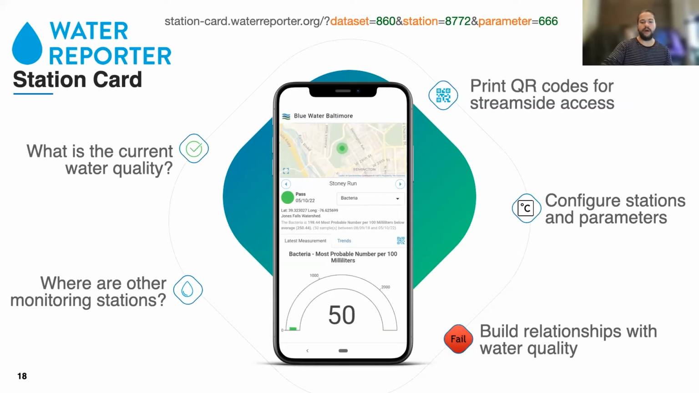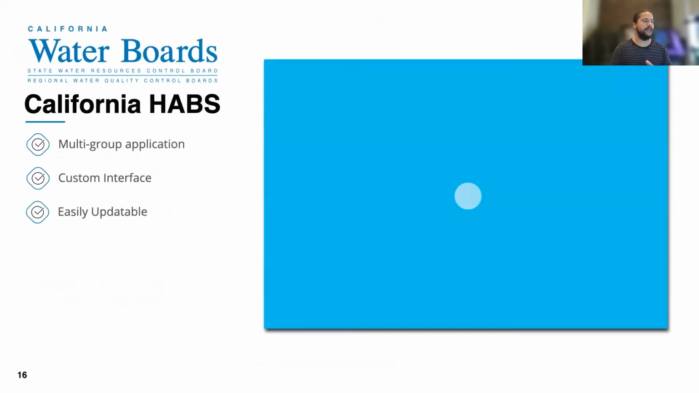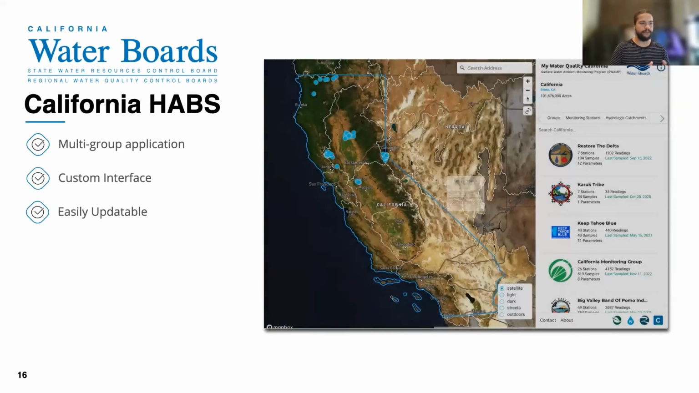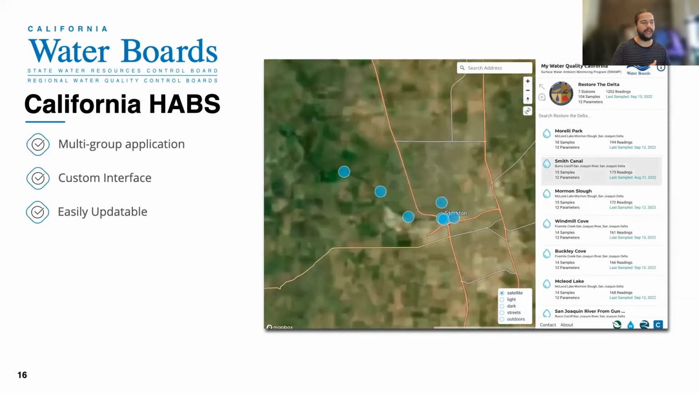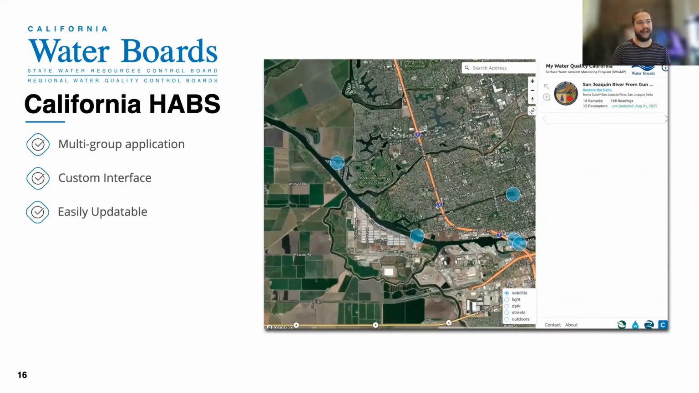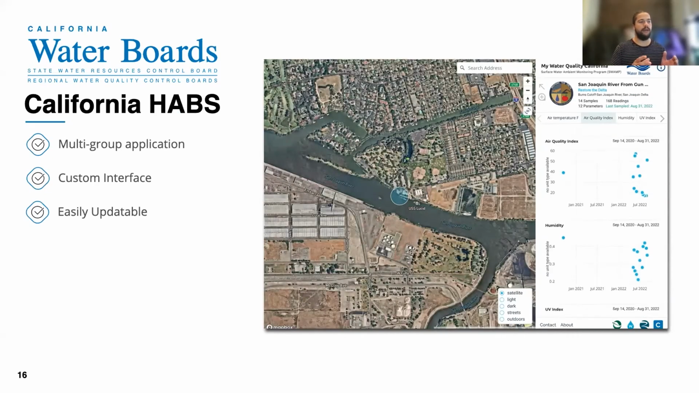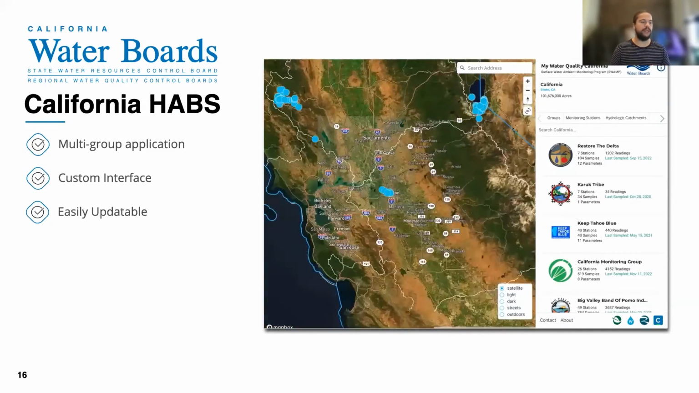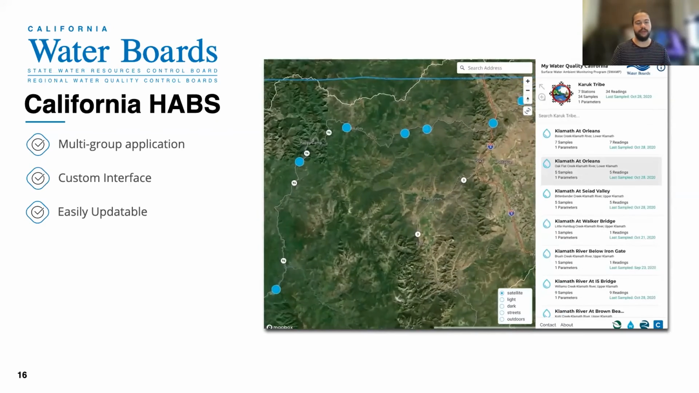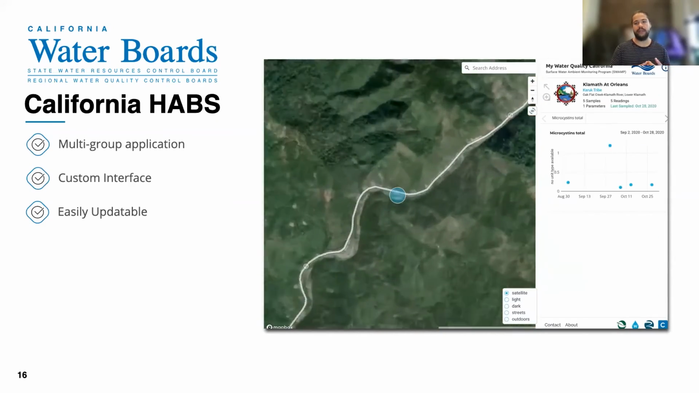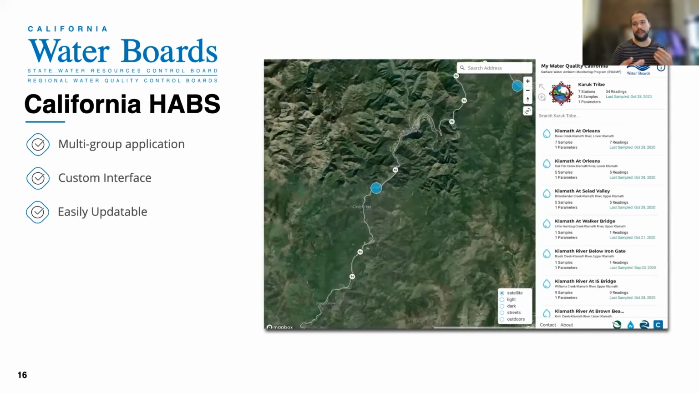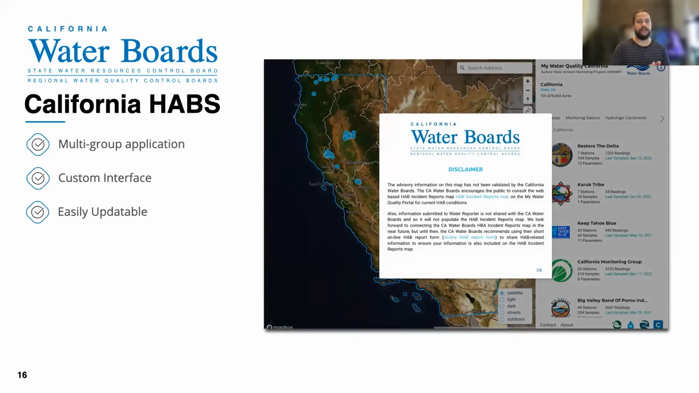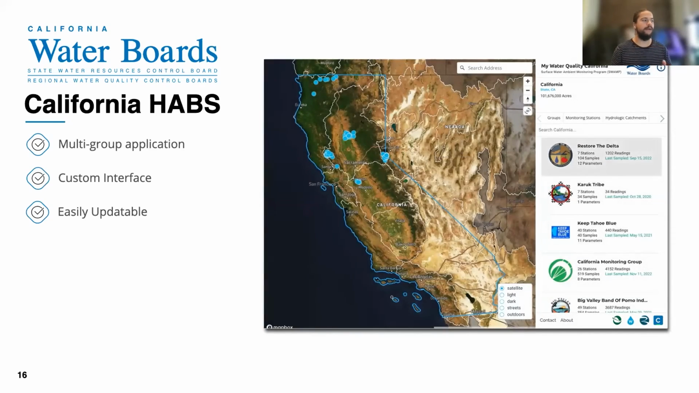And then I'm going to move on here to another use case that we developed. This is an application we built for California water boards. And this again kind of ties into what Robbie was saying about getting those regional efforts together. So this is a project which is focused on monitoring data associated with harmful algae blooms in California. And this is a multi-group application. All the data is stored in Water Reporter and basically accessed through the Water Reporter API. We developed this in the Angular format, so it's a totally custom interface built for California water boards.